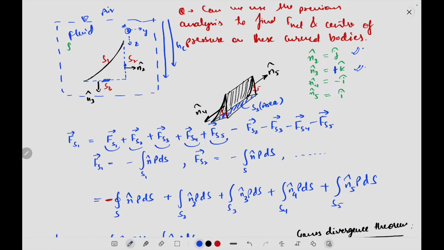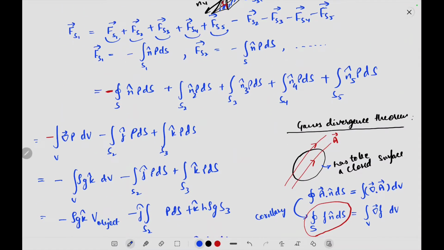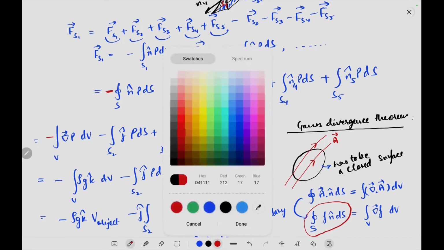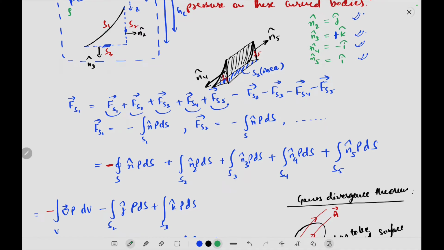n4 was in the minus x-axis, so this should be minus i hat and this should be plus i hat. Okay, so then we can just replace this. By looking at this, what is n2? n2 is j hat. What is n3? n3 is k hat. So let's write k hat for this. n4 is minus i hat, and n5 was plus i hat, so this will be plus i hat.